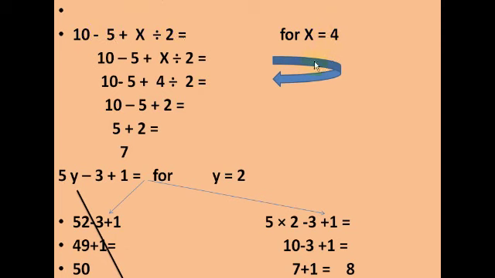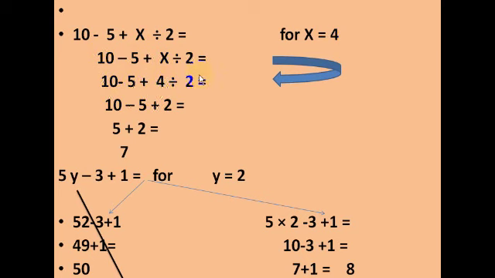So instead of x, what do we have to write? 4. Because if I give you here x equal 2, then instead of x, you have to write 2, for example. But here we have x equal 4, so instead of x, we have to write 4. Do we have another x in the algebraic expression here? No, we don't. Just this x, I replace it by 4.